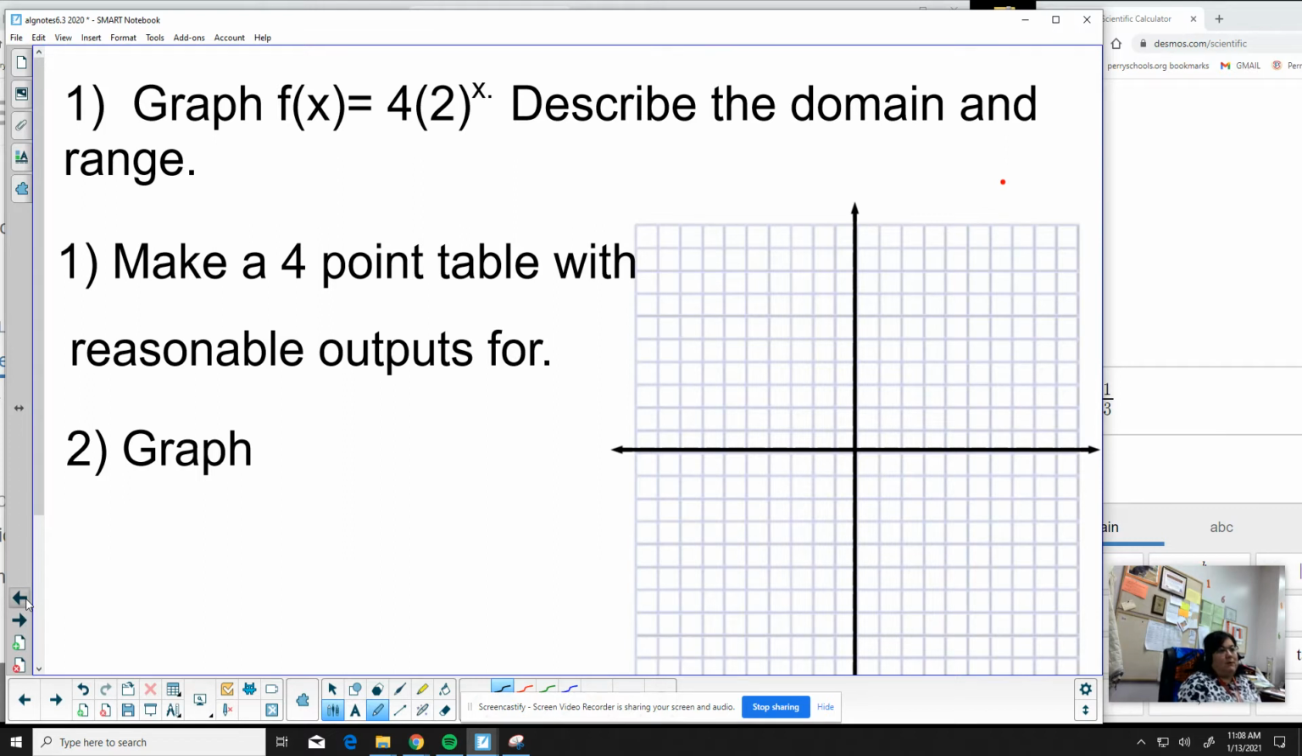What we're going to do when we graph is make a 4-point table with reasonable outputs that fit on the graph. I can't pick something that won't fit, so I kind of have to play with it. It's not consistent, like on lines where we do 0, 1, and 2. We're not going to always do 0, 1, and 2. So let's make a quick table.